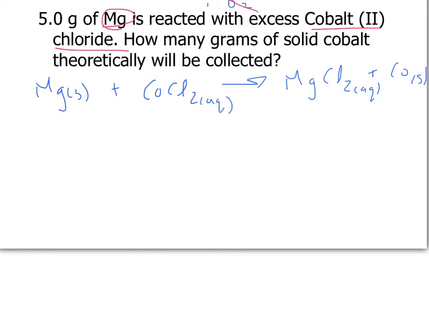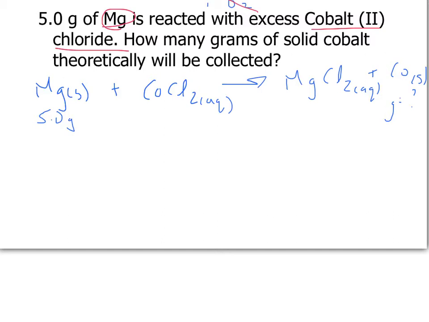As an organizational trick, it's really handy to write down the numbers in the question underneath the corresponding chemical and what you're actually trying to find. So here, if I start with 5 grams of magnesium and react it with excess cobalt 2 chloride, the excess means that my magnesium is my limiting reactant. It asks me how many grams of solid cobalt will theoretically be collected.